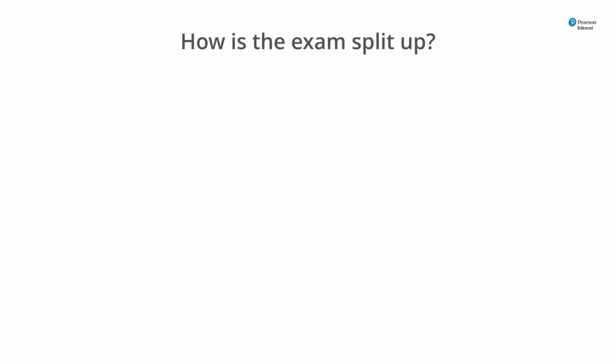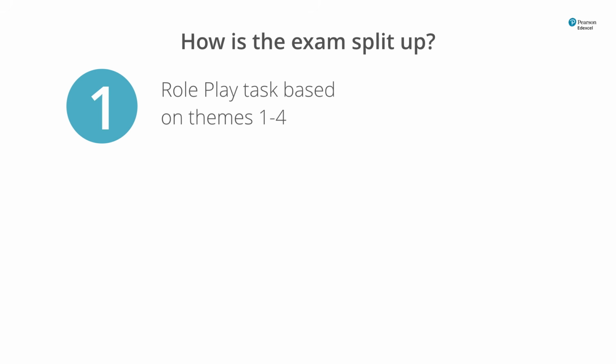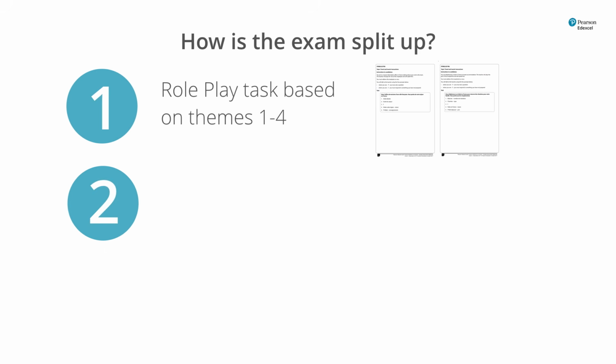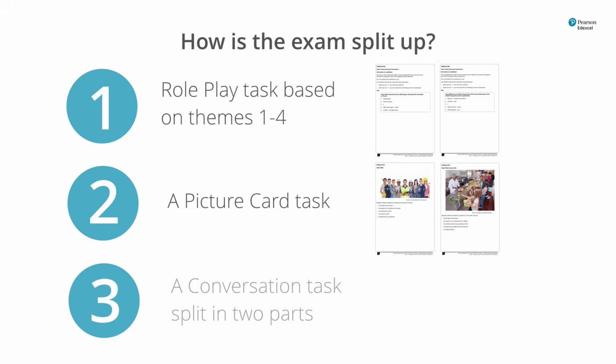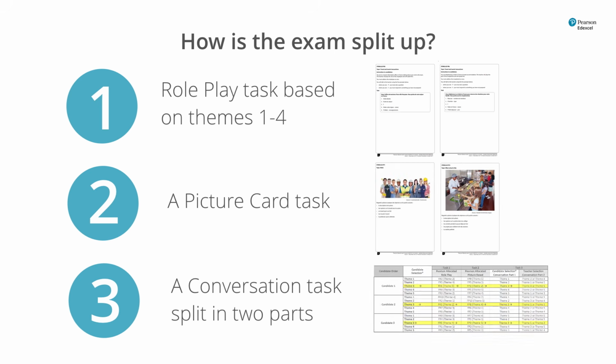How's the exam split up? There are 3 tasks. The first one is the role play, based on themes 1 to 4. The second one is the picture card task. And the last one is a conversation, which is split into 2 sections. The first section will be based on a topic selected by the candidate, and the second section on a topic selected by the teacher based on the options given in the sequencing grid.